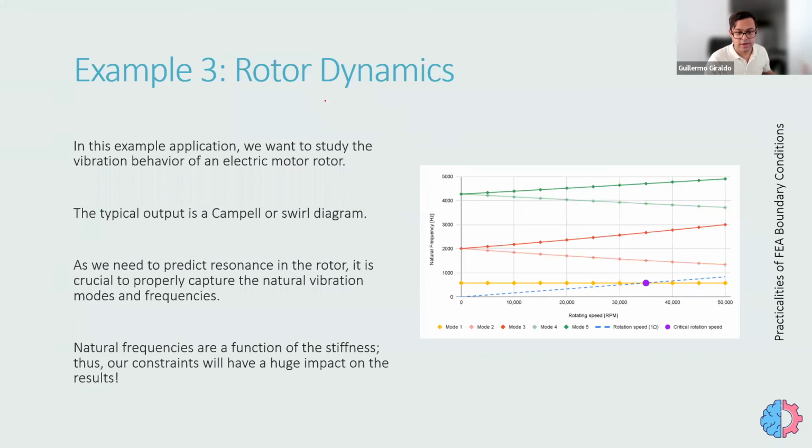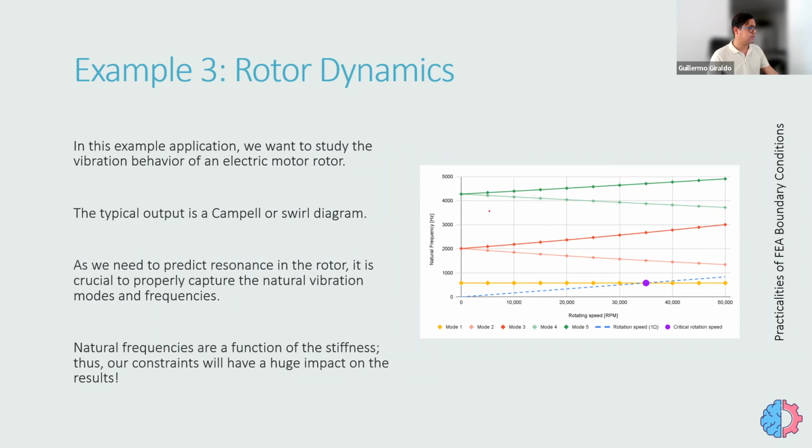So we have 10 minutes left. Let's go quickly through our last example. The last example that I wanted to show is in dynamics. We have the example of an electric motor rotor that we want to analyze for critical rotational speeds.